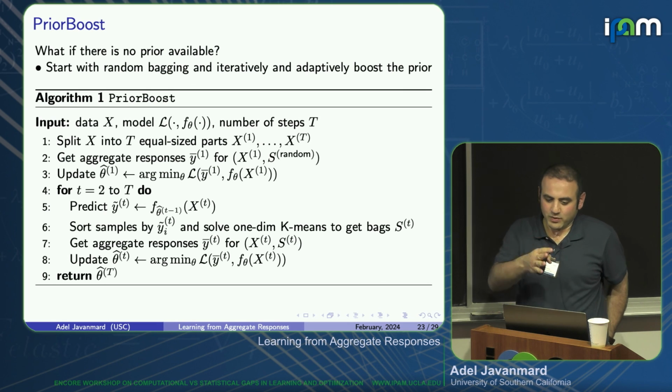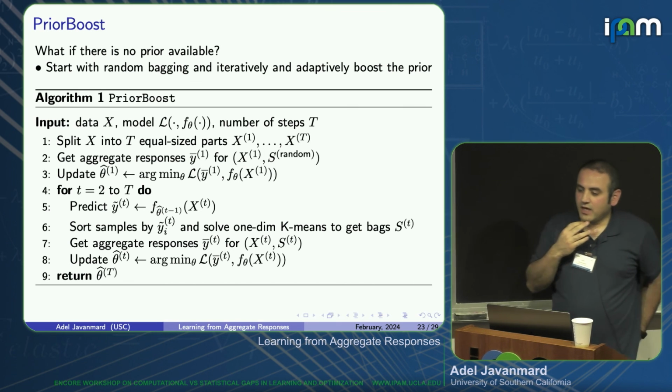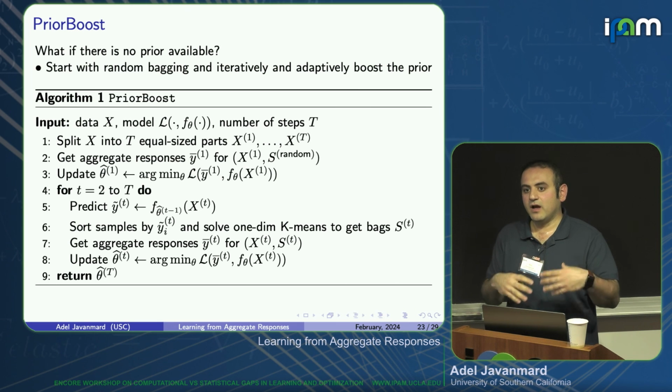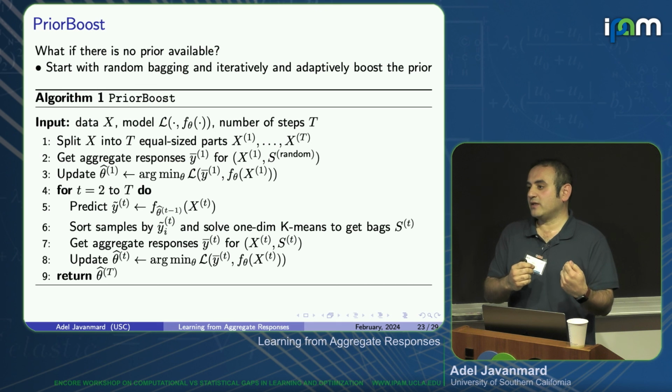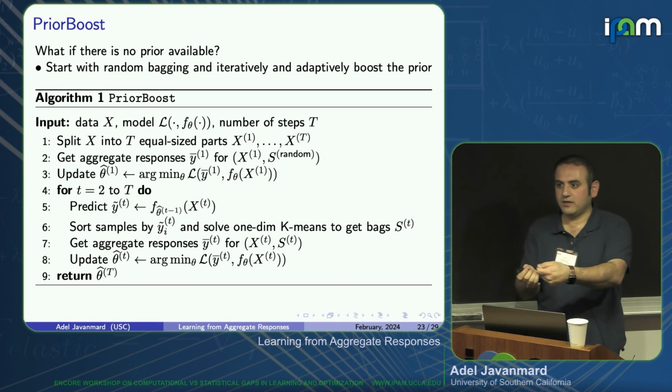But let's say the simplest one, I just equally partition into t groups. On the first part of the data, I just do the random bagging. I construct a model based on that, and then use this model to come up with the bagging construction on the second part of the data.